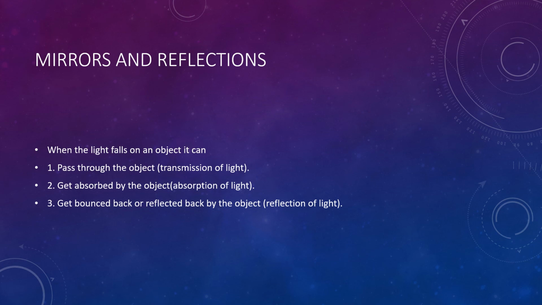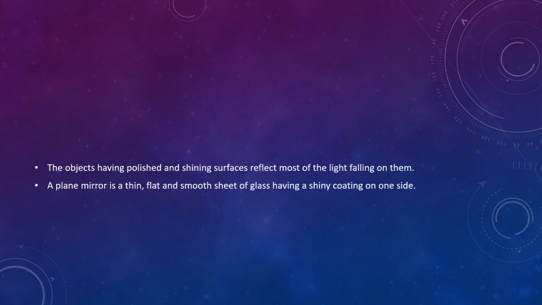Whenever light falls on any object, only three situations can happen. It can pass through the object, as we can see in the case of transparent objects, or the object can absorb it, or the third category is that the light falls on the object and gets bounced back. So the light falling and then getting bounced back is known as reflection of light. Now for the reflection of light, what do we require? We require a polished and shining surface. On these surfaces, the maximum reflection is observed.